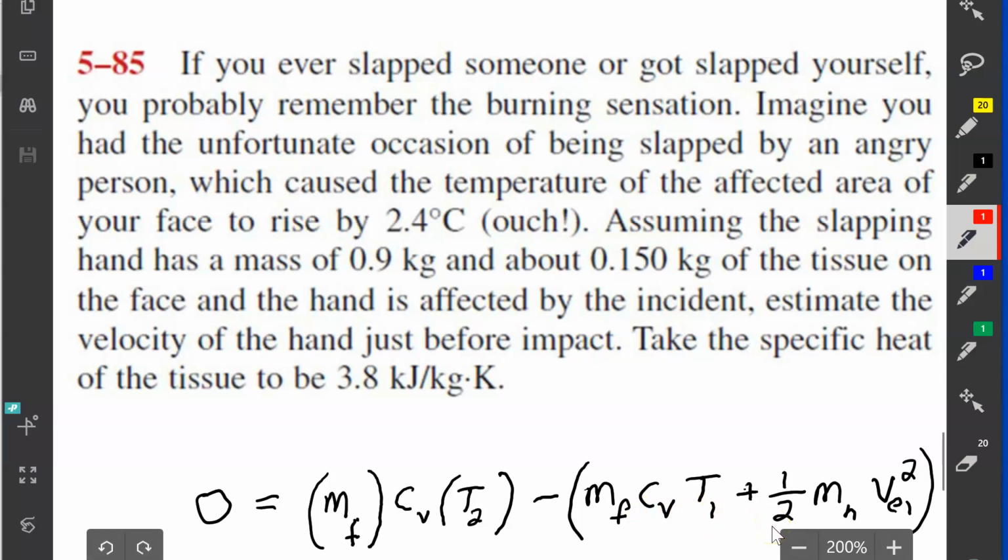Also, at the beginning you have some kinetic energy in the hand. That would be this part right here. This is the kinetic energy, 1/2 the mass of the hand, because the face isn't moving, so it's only the mass of the hand times the velocity squared. So that's the energy equation. Now think about it and see if you have all of the values that you need. How will you solve it? Give it some thought and pause the video.